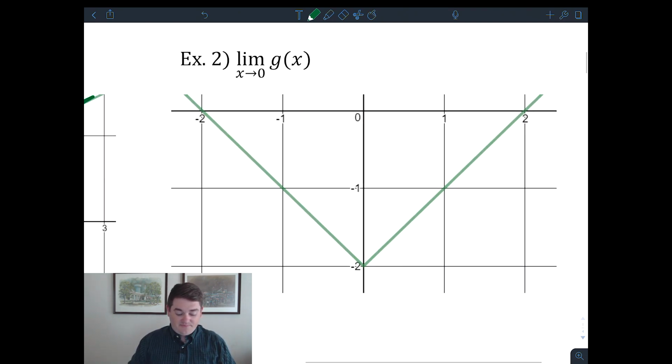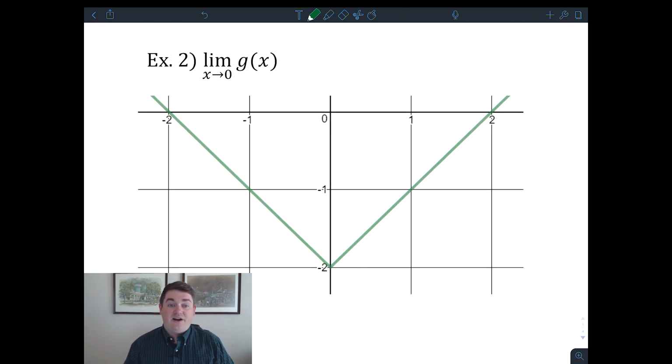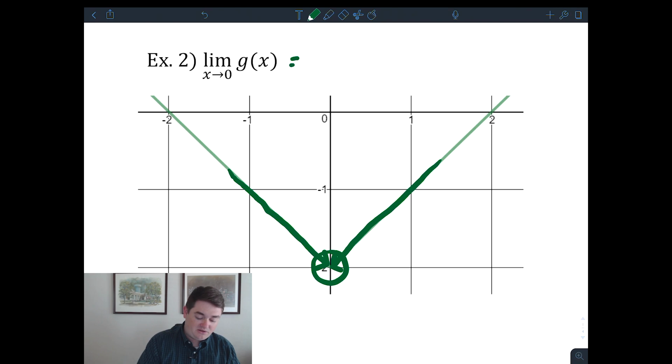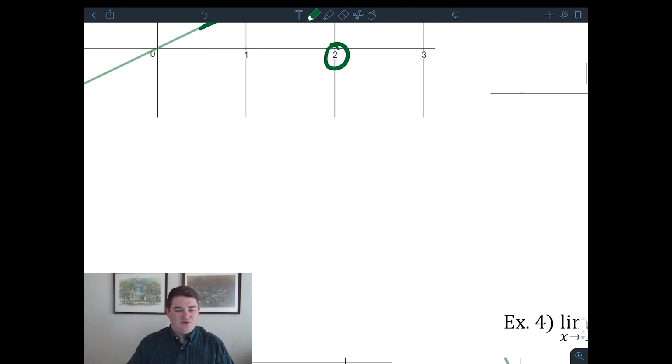For example, right here, find the limit as x approaches 0 of this function. Well, if I ride along this function until I get infinitely close to 0 from the left and infinitely close to 0 from the right, are these converging at the same point? Yes. What's the y value at that point? -2. Pretty simple.